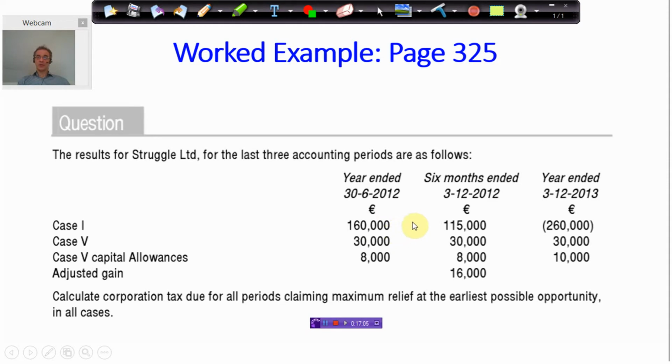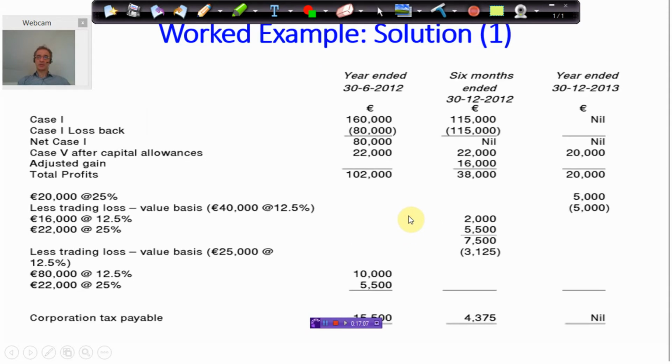So in terms of the answer to this question, the first thing that you'll notice, because Struggle Limited had case 5 income, is that the capital allowances are offset. So just remember to net off anything if you need to, and in this case we would have had to net off the capital allowances against the rental income.